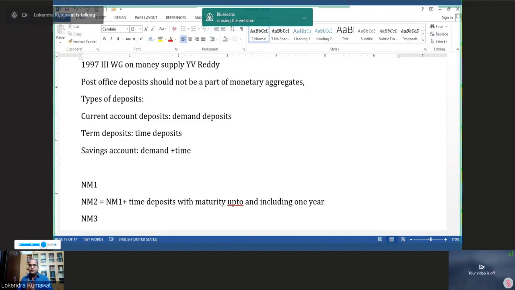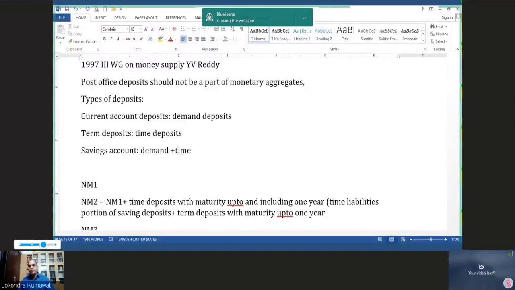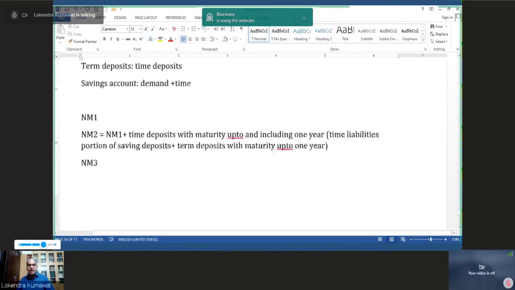Again, time deposits with the banking system, not with the post offices and other institutions. And time deposits with maturity up to 1 year means the time portion of savings accounts plus term deposits up to and including 1 year. So these are broadly the measures.